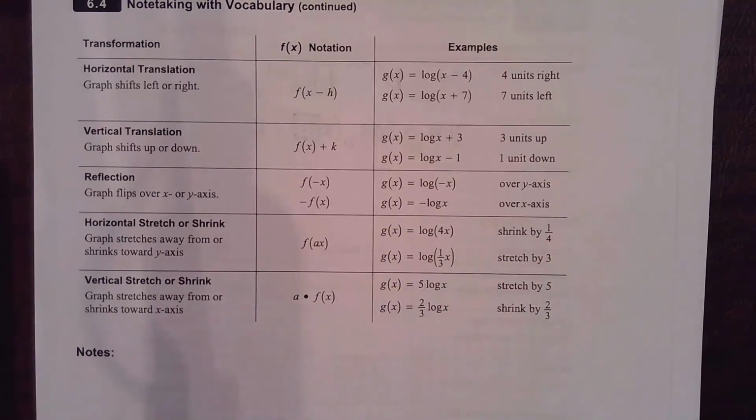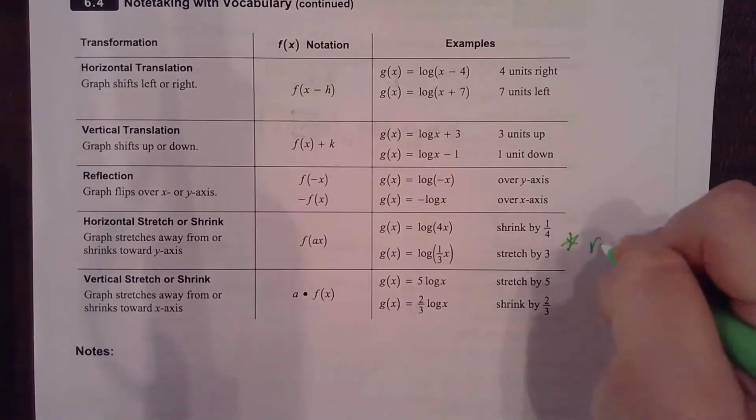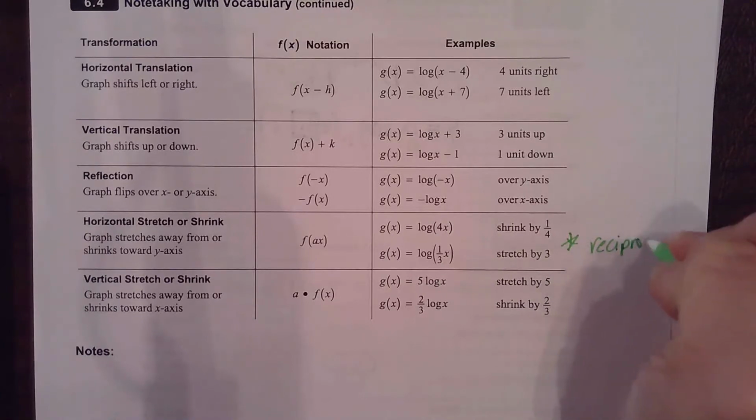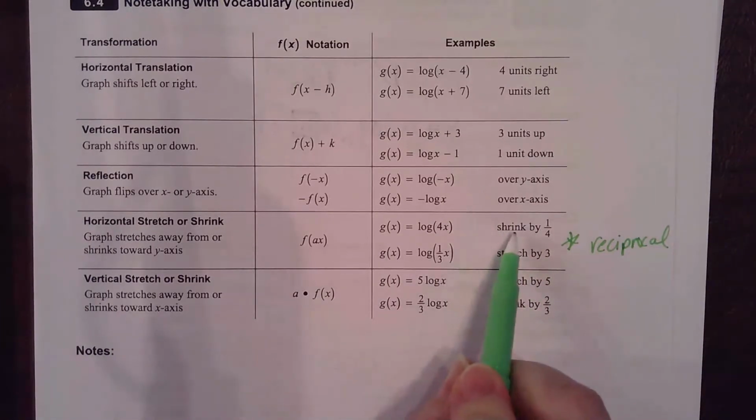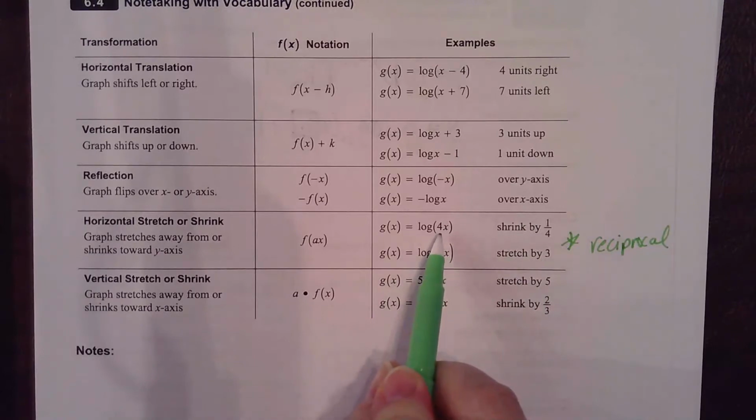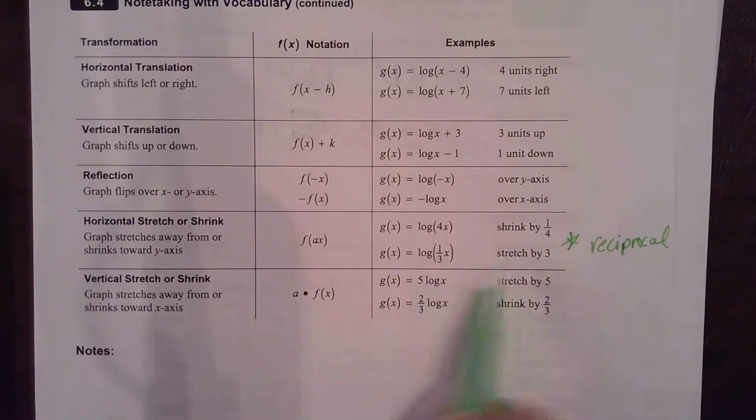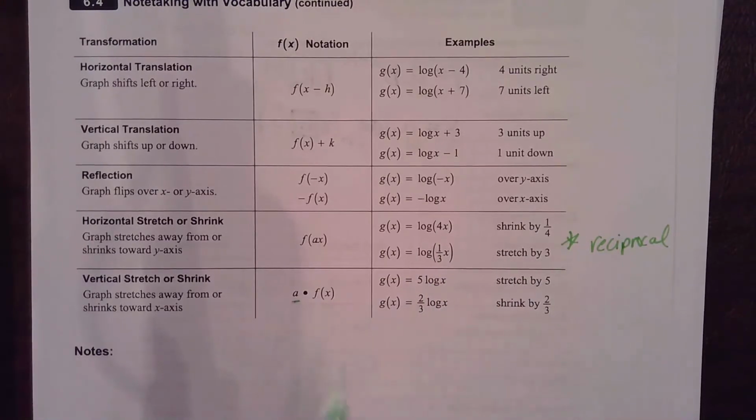Horizontal stretch and shrink, again, this is the reciprocal. So you may want to take a note of that. So a shrink by 1/4 would mean that you do 4x inside your log. You're taking the log of 4x. A stretch by 3 would be 1/3 x. And then, of course, the vertical stretch and shrink, again, is multiplying the entire function by that value.